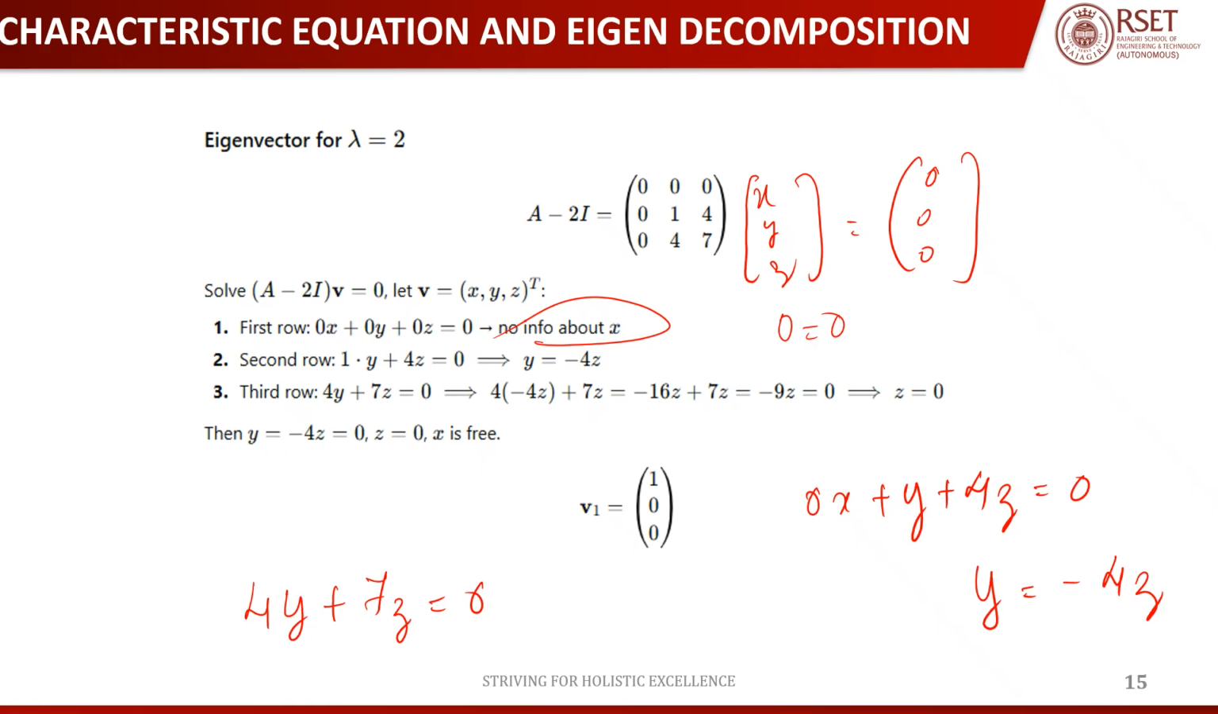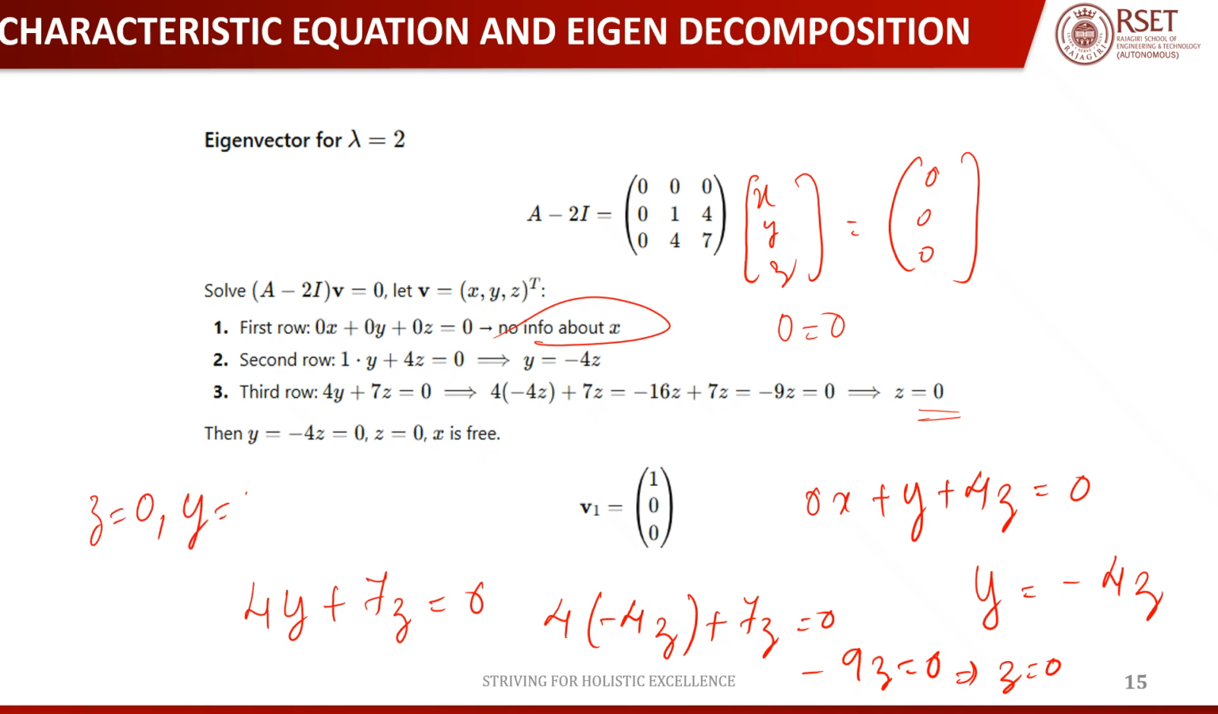So let me substitute it here. That would be 4 into negative 4z plus 7z is equal to 0. This implies negative 16z plus 7z is equal to 0, which implies negative 9z is equal to 0. This implies z is equal to 0. So we have the value of z is 0, and if z is equal to 0 and y is equal to negative 4z, we have y also equal to 0.